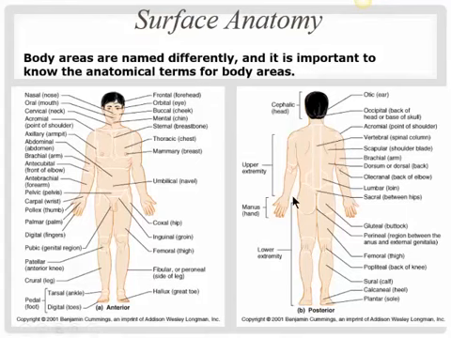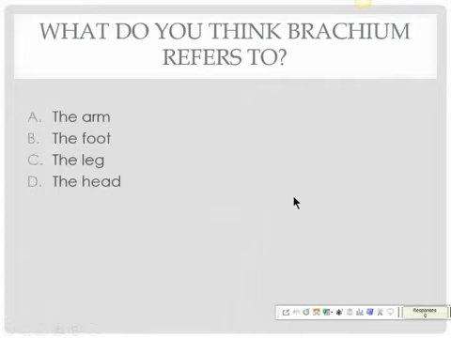So having looked at this picture, here's the first question that I'm asking you. Using your clickers, answer this question. What do you think the brachium refers to? And I pointed it out to you in that picture. You can change your answers. It'll always just register the last answer that you choose.